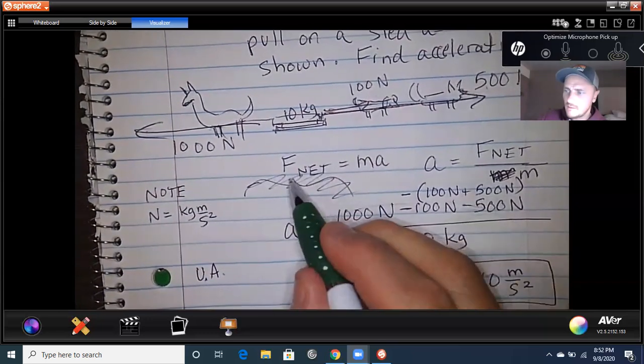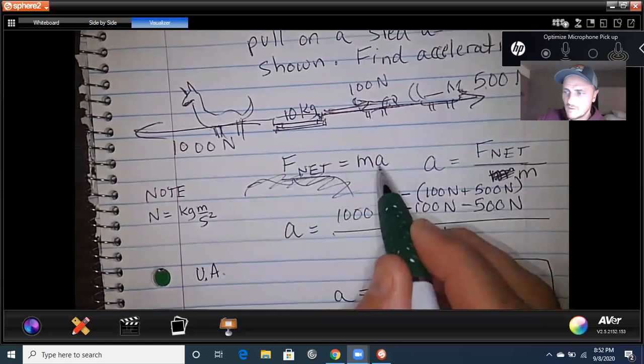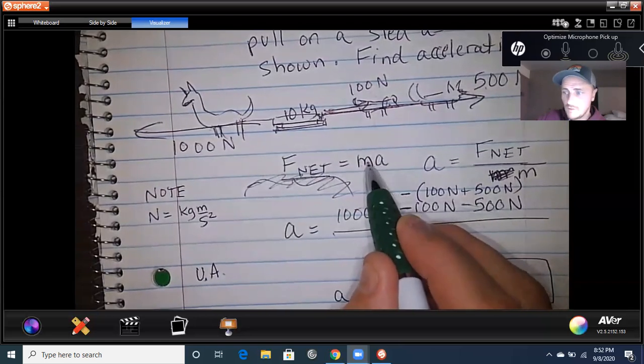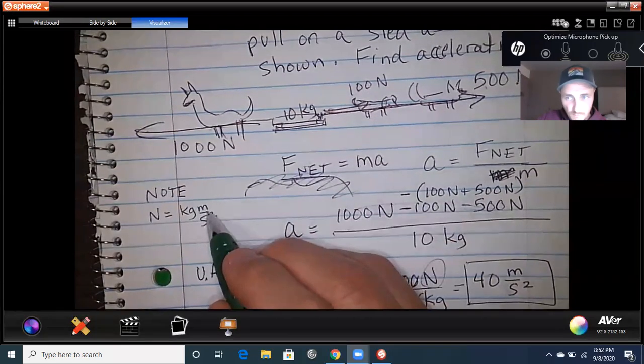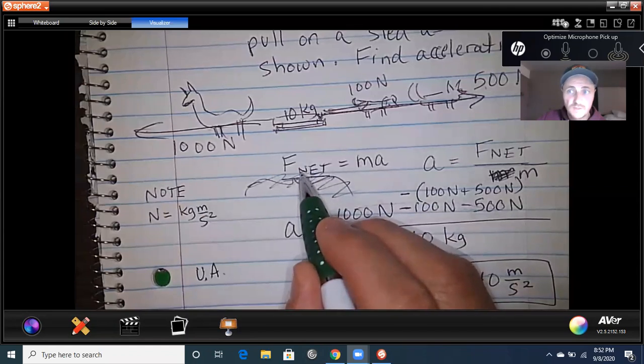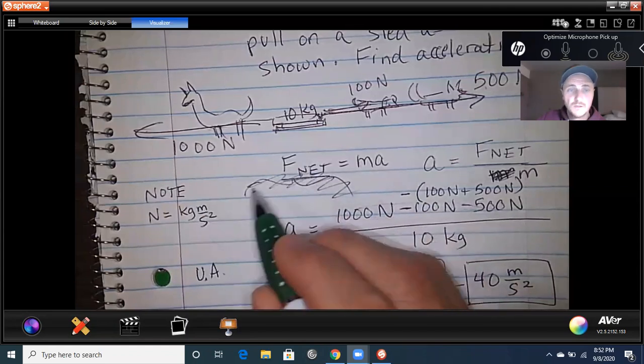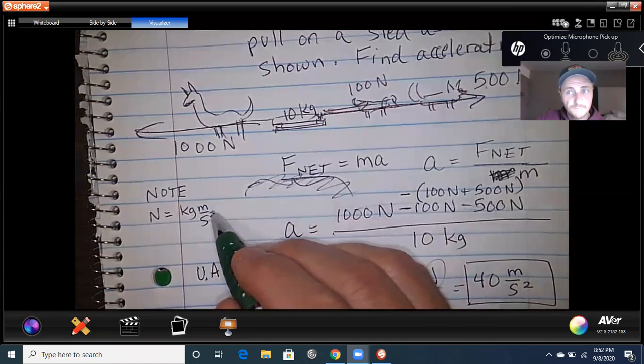Look at F net. What is force? Force is a mass times an acceleration. What's the unit of mass? Kilogram. What's the unit of acceleration? Meters per second squared. So it makes sense that a Newton, which force is measured in newtons, should be a kilogram meter per second squared.